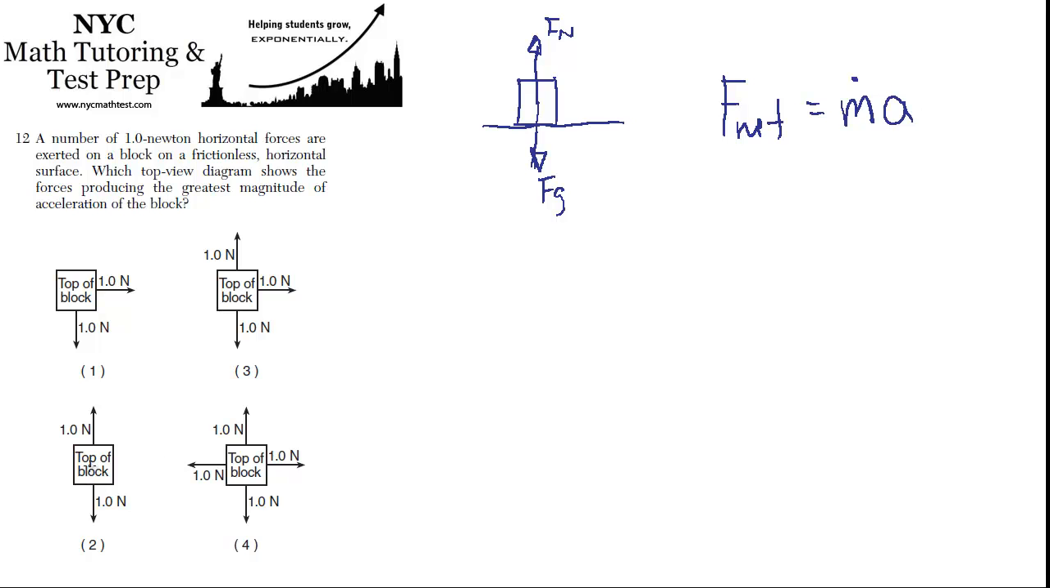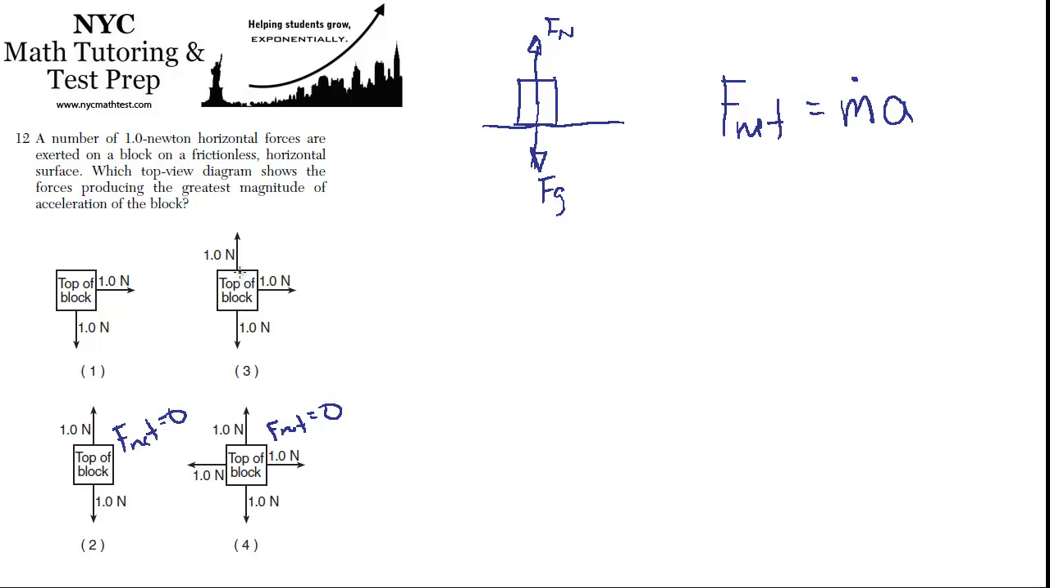Let's eliminate 2 right away, because you have a 1 Newton force dragging it up, a 1 Newton force trying to drag it down. Those are going to counteract one another, and the net force will actually be 0. So that's not going to be the maximum. And even though 4 is a little more involved, again, the vertical forces counteract each other just like in 2, and the left and right forces counteract each other. So again, F net equals 0.